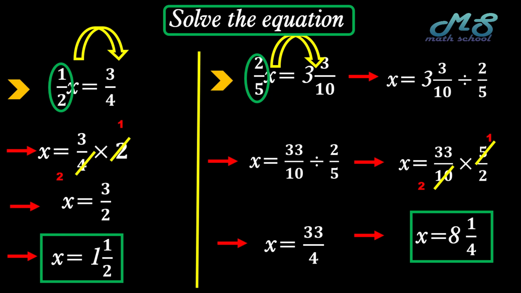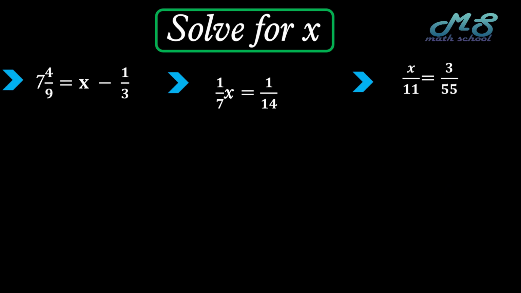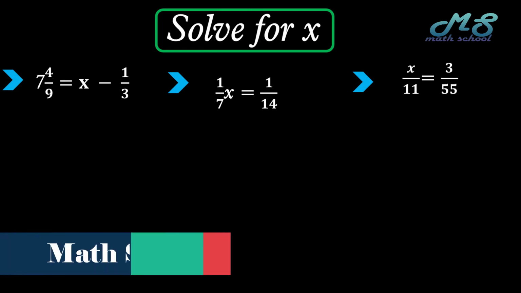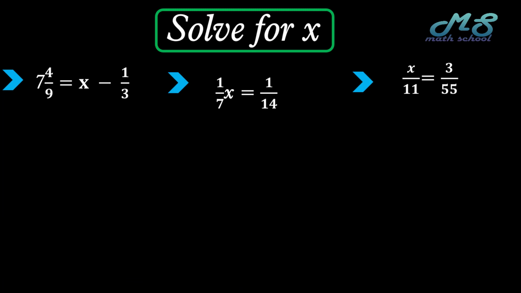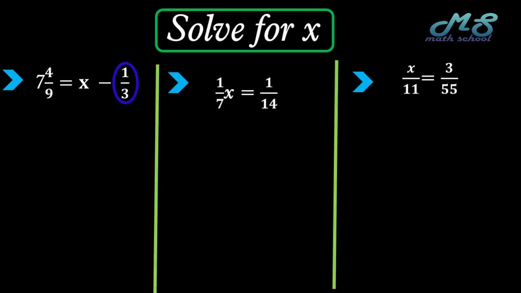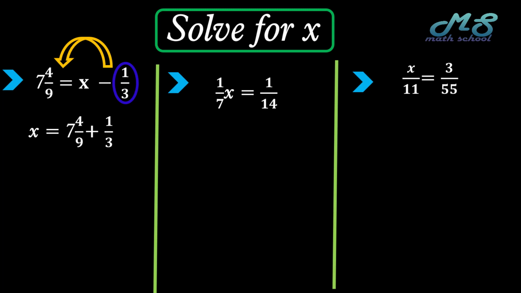Let's have an example. Solve for x. Number 1, guys, 7 and 4 over 9 equals x minus 1 over 3. Second, 1 over 7 x equals 1 over 14. The last one, x over 11 equals 3 over 55. The first one, guys, circle minus 1 over 3 and move it to the other side to be added. Now we can write x equals 7 and 4 over 9 plus 1 over 3. We will write the mixed number as a fraction. We will get 67 over 9 plus 1 over 3.